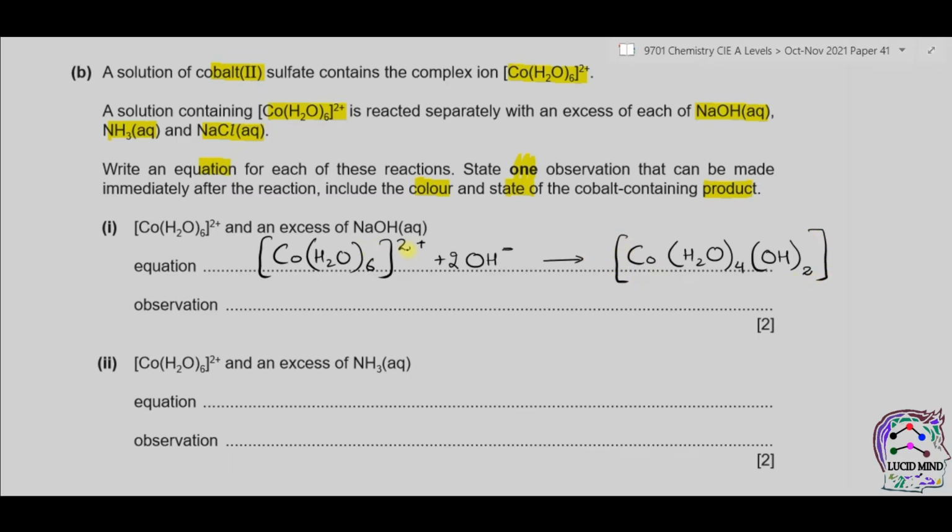Now for the charge we can see that as there was plus 2 charge on the reactant side and negative 2 charge for 2 OH negative, so negative 2 and positive 2 cancels out, so therefore now there is neutral or no charge, plus 2 water molecules that are replaced. Observation is actually the formation of blue precipitate of this complex. You should remember these equations and the color and the state.